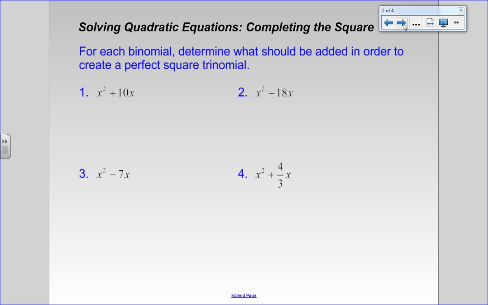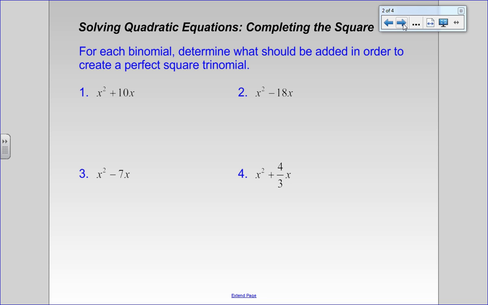Before we use this process of completing the square to solve quadratic equations, let's just practice the process of completing the square itself a few times. So on this slide, we'll look at 4 different binomials, and for each one, determine what should be added in order to create a perfect square trinomial. Let's look at example number 1. We have x squared plus 10x.